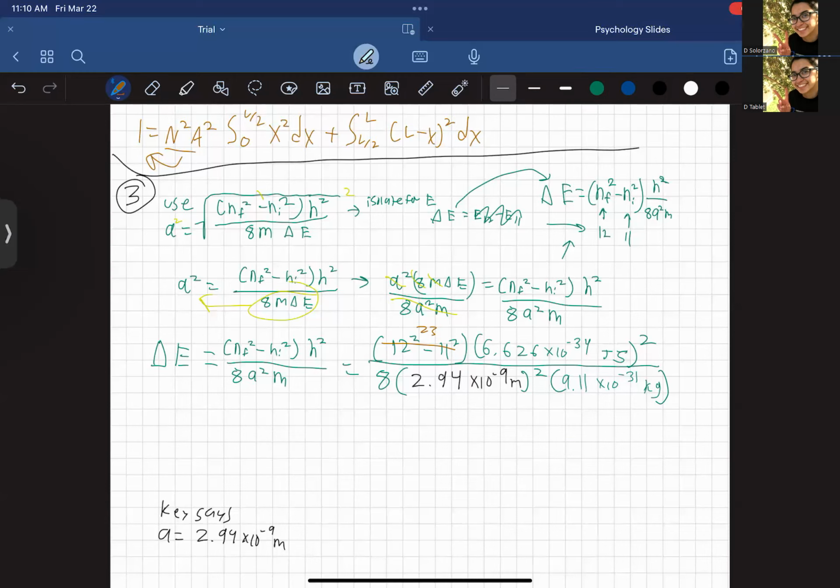Then times 10 to the negative 4 squared, eight times. Because I don't know if I plugged this in right, but I got 1.6 times 10 to the negative 19. Yeah, I got the same. All right, cool.